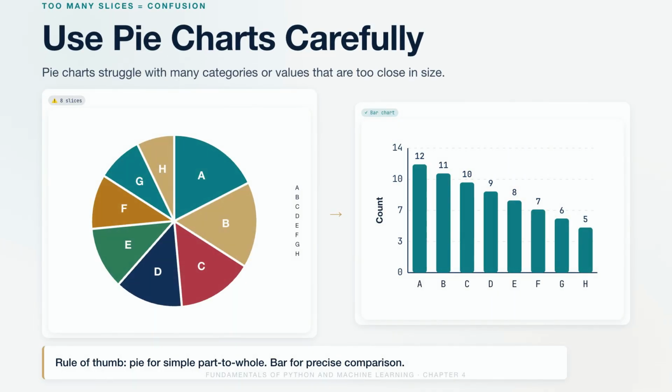Pie charts can be useful, but they should be used carefully. They work best when there are only a few categories. If there are too many slices, the chart becomes difficult to read. Pie charts are also not the best choice when values are close together, because it might be hard to compare slice sizes accurately. For many comparisons, a bar chart is clearer. A good rule is this: use a pie chart when you want to show a simple part-to-whole relationship. Use a bar chart when you want to compare categories more precisely.